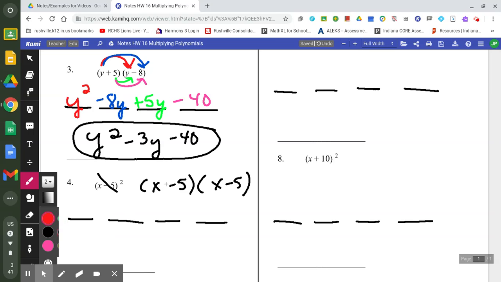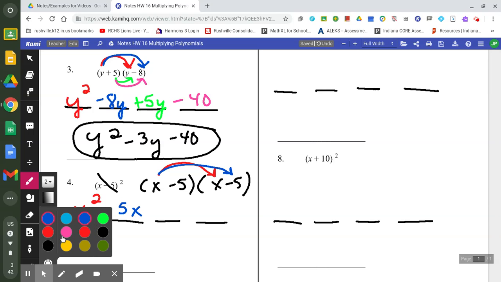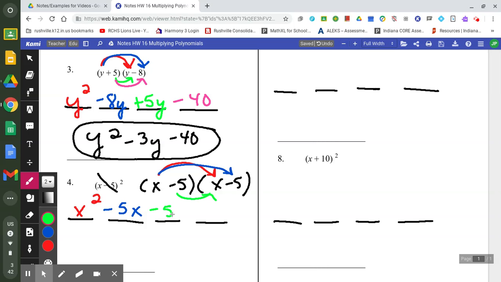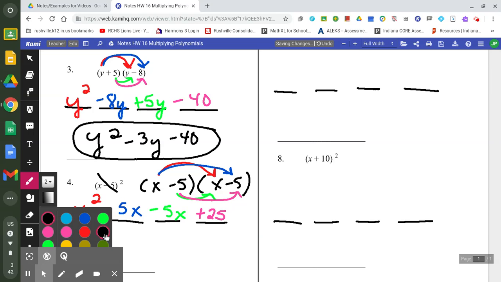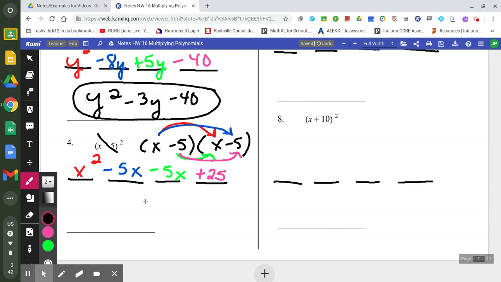And I'm still doing my first two terms. X times x is x squared. Outside terms, x times negative 5 is minus 5x. Inside terms, negative 5 times x, negative 5x. And my last terms, negative 5 times negative 5 is plus 25. My middle terms are alike. So my answer is going to be x squared minus 10x plus 25.